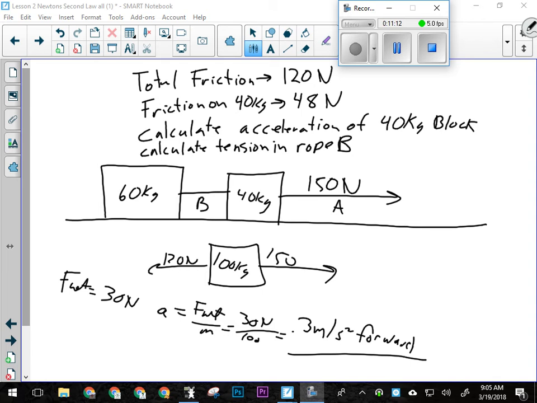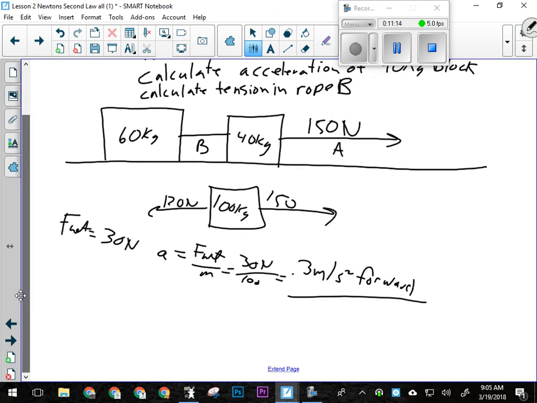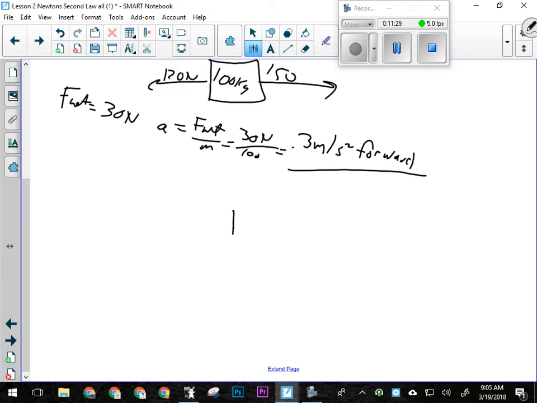There are actually two ways to do this. One way using the 40 kilogram mass and one way using the 60 kilogram mass. They will both arrive at exactly the same answer. Let's start by doing this with the 40 kilogram mass. I'm just going to draw a free body diagram of the 40 kilogram mass.